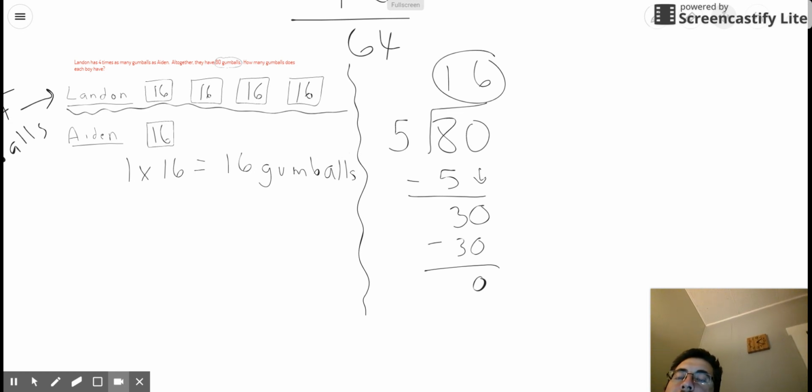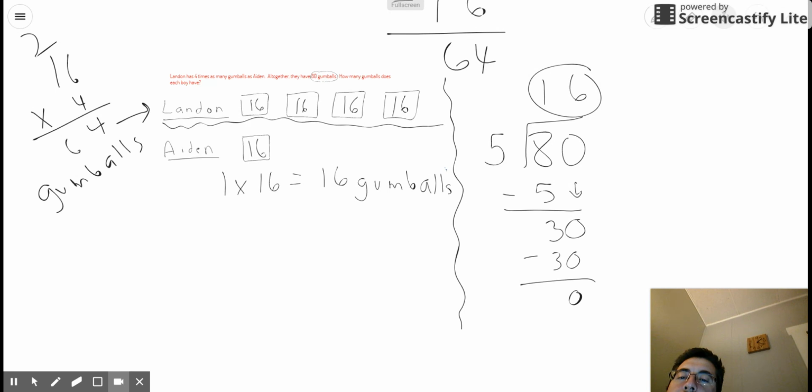My quotient was 16. And what I did with my quotient is I put my quotient inside each box. And then from there, I was able to figure out how many gumballs Landon and Aiden each have. So hopefully this makes sense to you guys and helps you solve problems like this in the future. Whenever you see a problem that says so and so has so many more times something than someone else, you can always use a bar diagram.